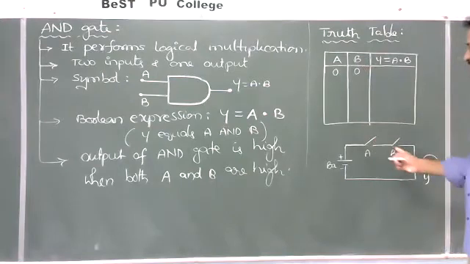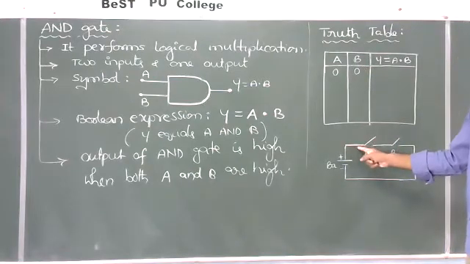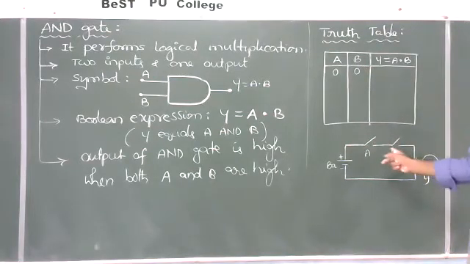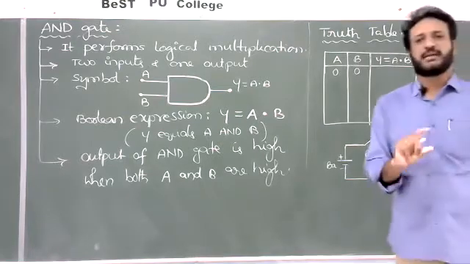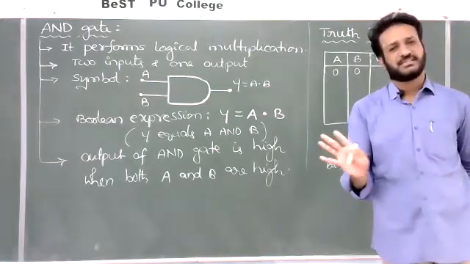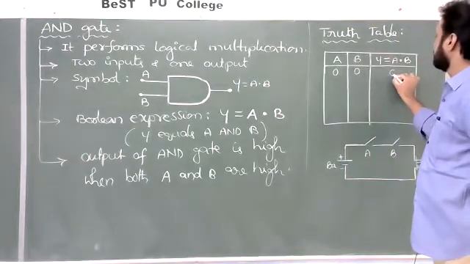Whenever both the switches are opened, what will happen? Current will come up to here. Because of the breakage of the switches circuit, no current is supplied to the bulb. Bulb is in off condition. So off means you should take 0.